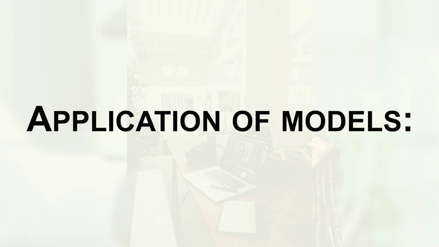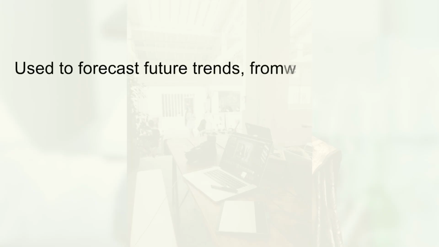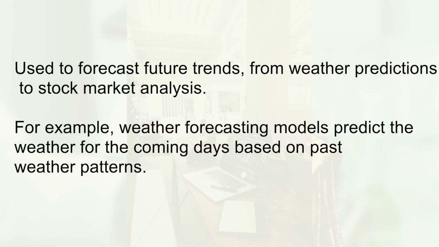Then how can these models be applied in various fields? What are the various applications? These are versatile tools with countless applications, but let us explore some of the most impactful uses. The first one is prediction and forecasting. Models can be used to predict future outcomes based on historical data. They can be used to forecast future trends from weather predictions to stock market analysis. For example, weather forecasting models predict the weather for the coming days based on past weather patterns.